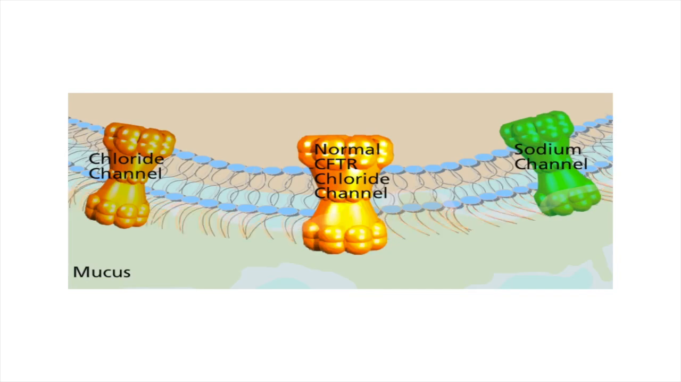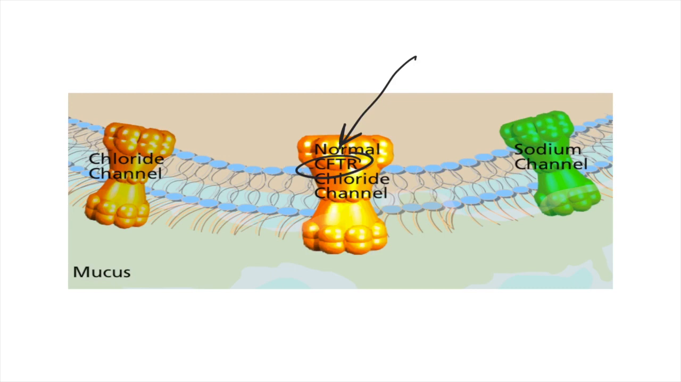Cystic fibrosis has to do with one particular carrier protein. This carrier protein is found in all parts of the body that are responsible for secretion of mucus. In this picture, we can see this carrier. It's known as the CFTR chloride carrier.